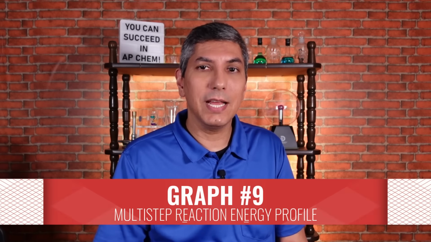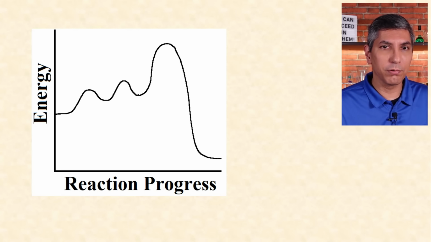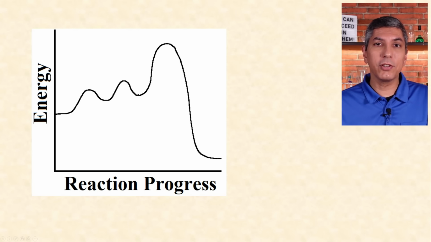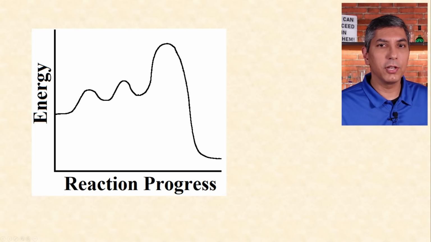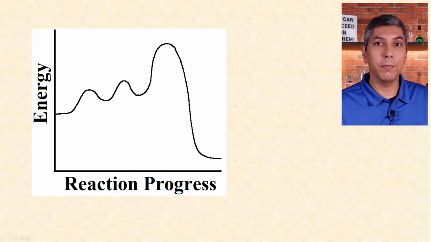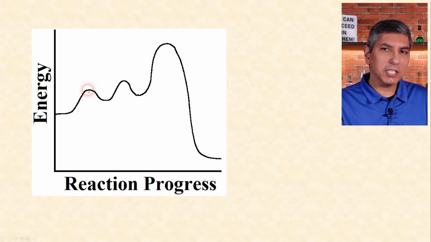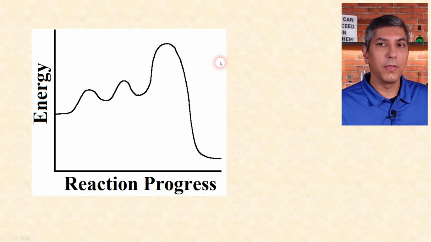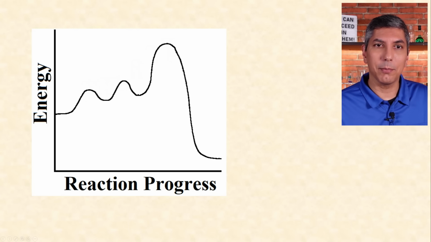Graph number 9. The multi-step reaction energy profile. This other type of energy profile is similar to the one we just saw, except here the number of peaks corresponds to the number of steps the reaction's mechanism has. Since this profile has 3 peaks, the reaction must have 3 steps.